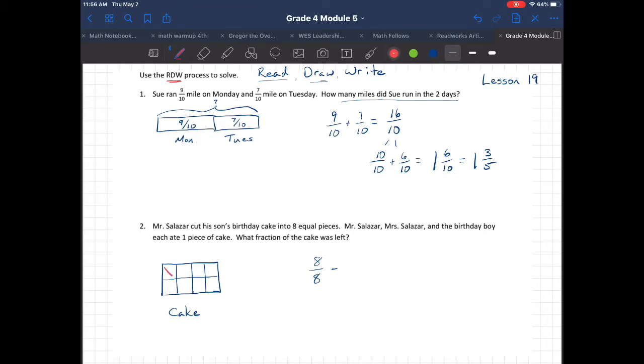So Mr. Salazar ate a piece, Mrs. Salazar ate a piece, and the birthday boy ate a piece. So those parts have been eaten. The parts that are left is what we want to know. And I can see that there are 1, 2, 3, 4, 5 left, right? So the 8/8 is the whole cake, the 1 whole cake. And we are taking away the 3/8 of the 8, and we have 5/8 left. That's these green circles that are left in our drawing.